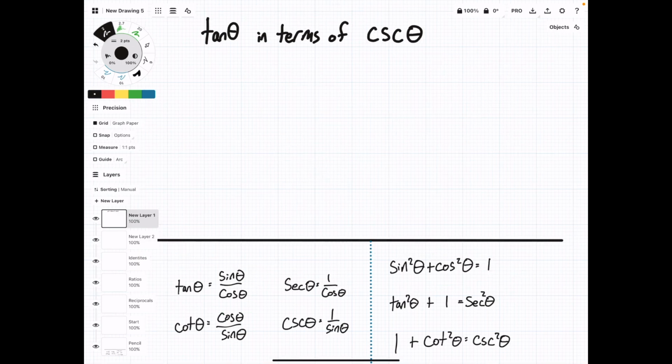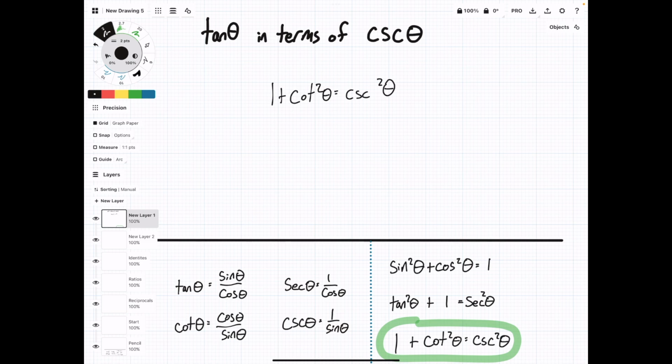To write tangent theta in terms of cosecant theta, we can basically just use this one identity here. And how we can do that is, let's write it out. 1 plus cotangent squared theta equals cosecant squared theta. And then we're going to replace this with 1 over tangent squared theta.